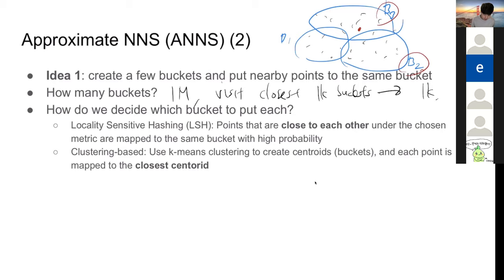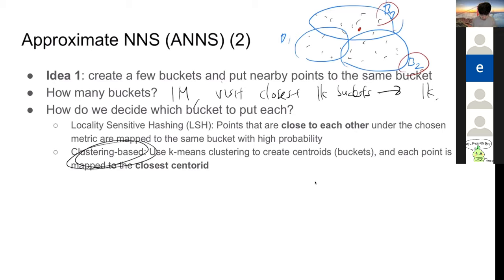The difference between these two is that LSH usually has better theoretical bounds. So we know better bounds with LSH. I'm not saying there is no bound for clustering. It's just that LSH is usually mathematically more convenient. But in practice, clustering-based methods work better in the sense that it's easier to create these clusters, and also it has a better speed and accuracy trade-off. So we'll be talking about the clustering-based method in this lecture, but just note that there is something called LSH, locality sensitive hashing, which has pretty good theoretical bounds.